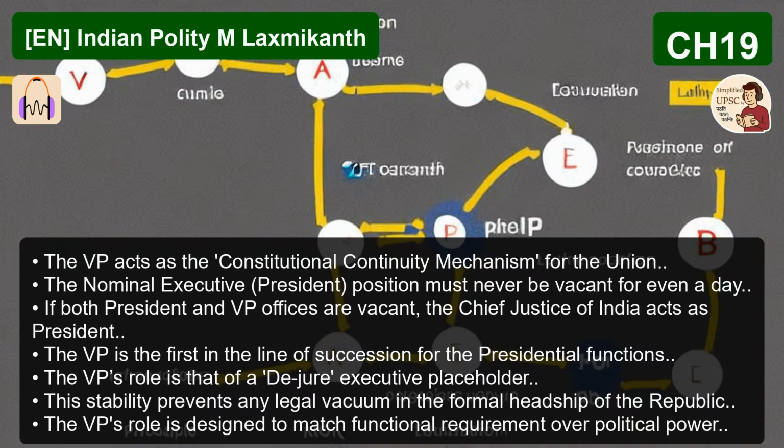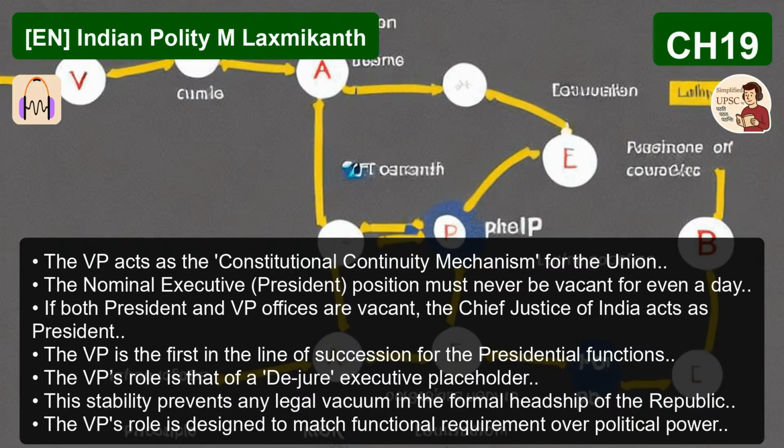Additionally, the vice president can vacate office through other methods. Of course, they can resign by writing to the president. This resignation becomes effective the moment it is submitted to the president. And the sources also mention the general principle of vacating office if appointed to another major constitutional post. Yes, this speaks to the prohibition on holding multiple offices that might conflict or overlap in function. A person cannot hold the office of the vice president and simultaneously hold any office of profit.